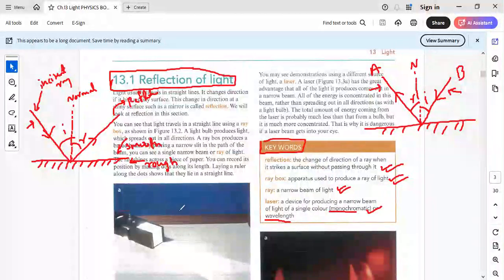So this is part 1 of the light chapter. We will be continuing with another part in the next session.